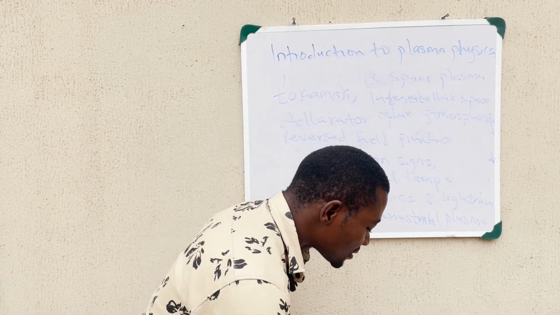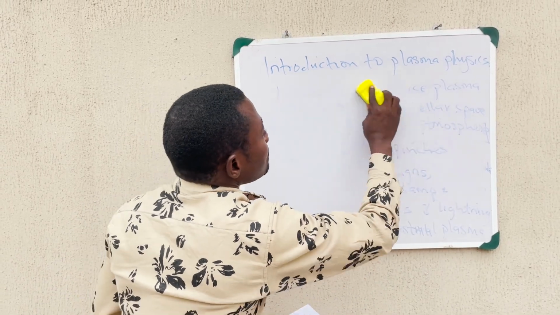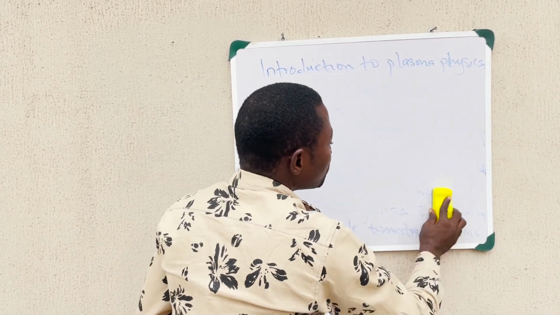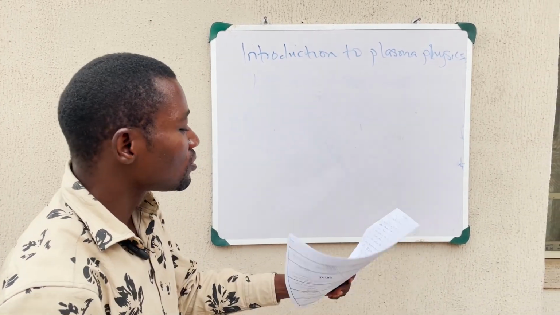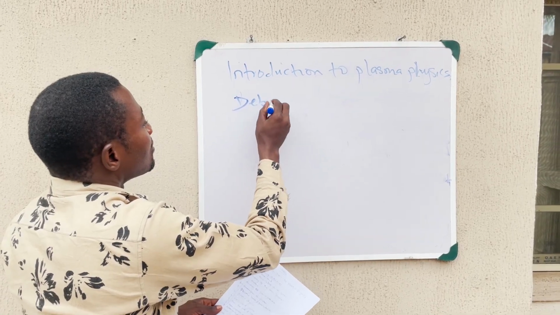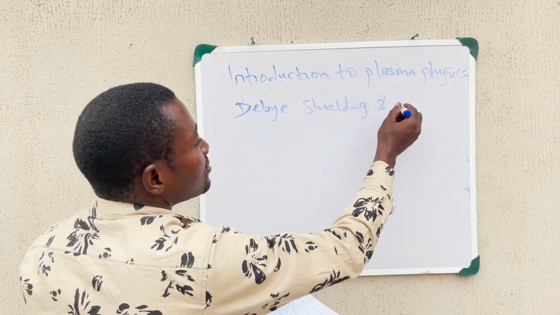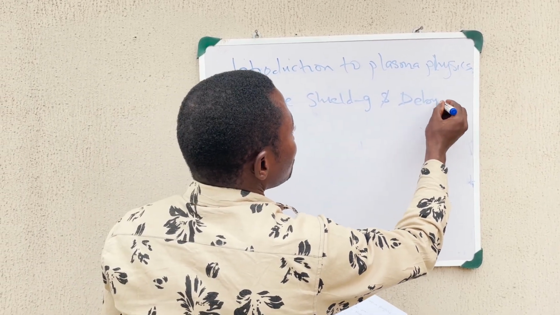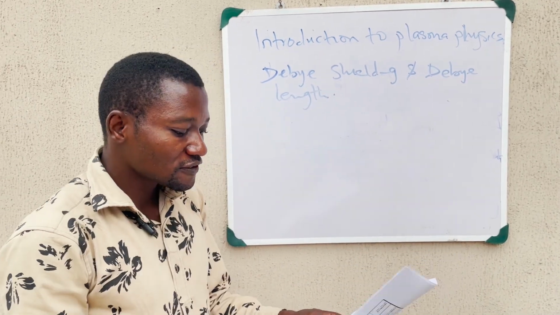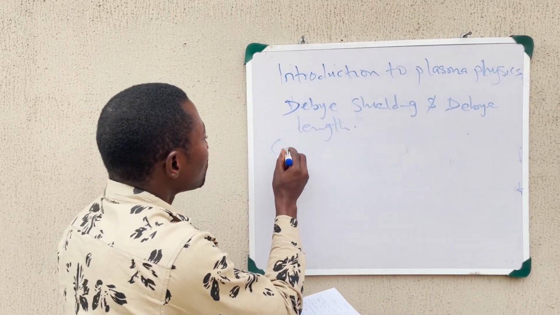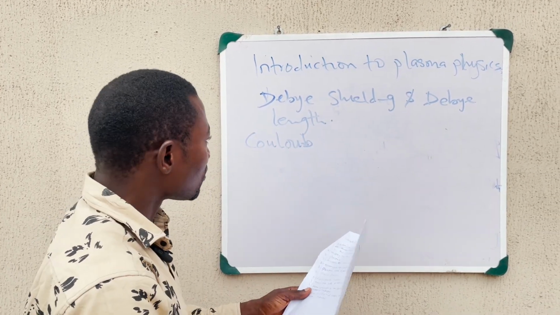Okay, let us look at Debye shielding and Debye length. Debye shielding and Debye length is the next thing we want to look at. To understand this, let us look at Coulomb's law.